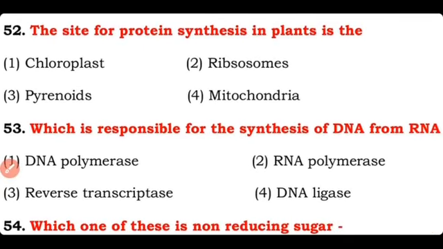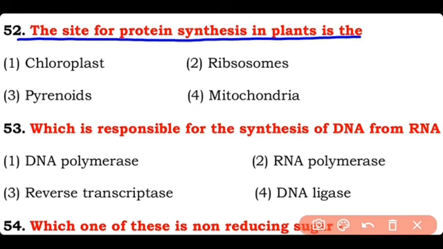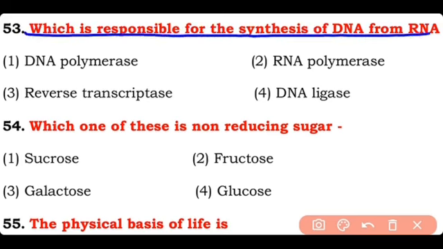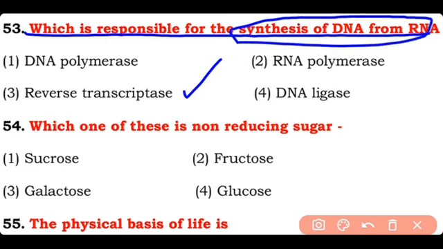Question number 52. The site for protein synthesis in plants is chloroplast, ribosome, peroxisomes, mitochondria. So correct answer is option 2. Ribosome is the protein synthetic factory in case of plants. Question number 53. Which is responsible for the synthesis of DNA from RNA? DNA polymerase, RNA polymerase, reverse transcriptase, DNA ligase. So correct answer is option 3. Reverse transcriptase is responsible for synthesis of DNA from RNA.